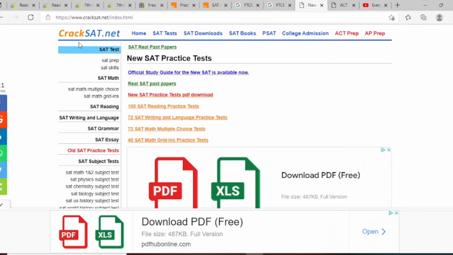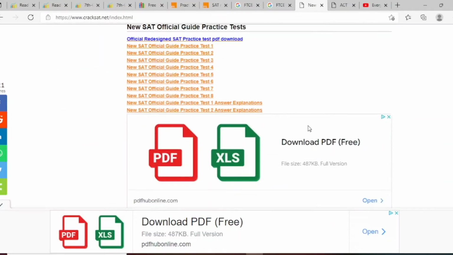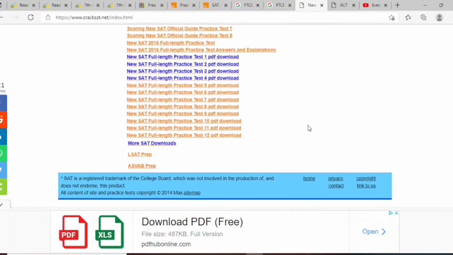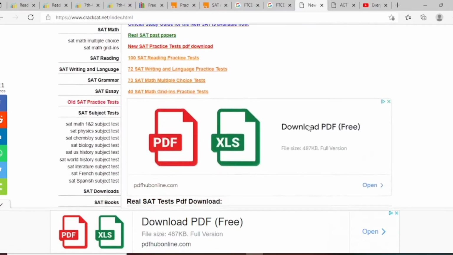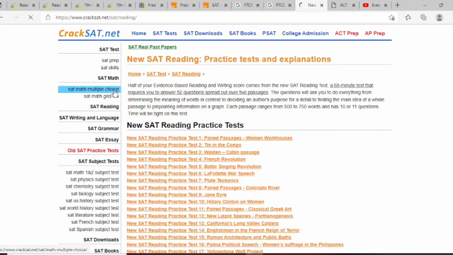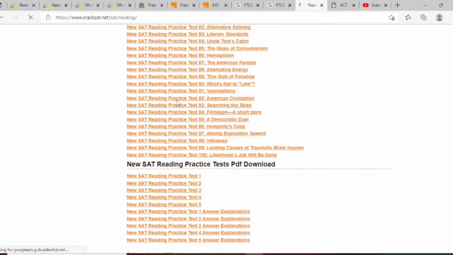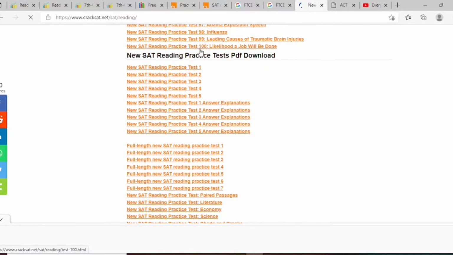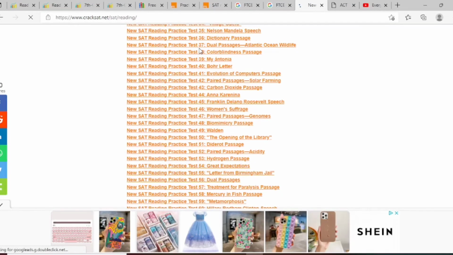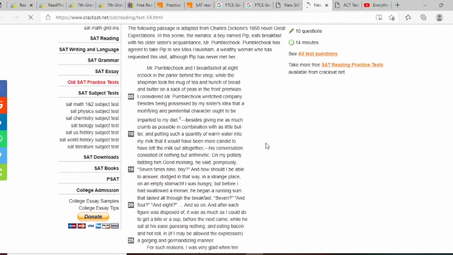Okay, so the next resource is cracksat.net. As I said, the SAT practice is super helpful as well. It gives you plenty of reading. Let's click on SAT reading. It gives you plenty, like 100 practice questions on here. Let's click on one. Let's look at Great Expectations.